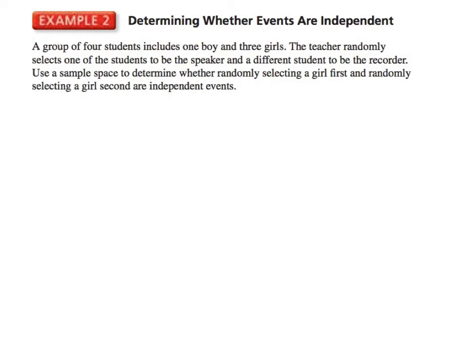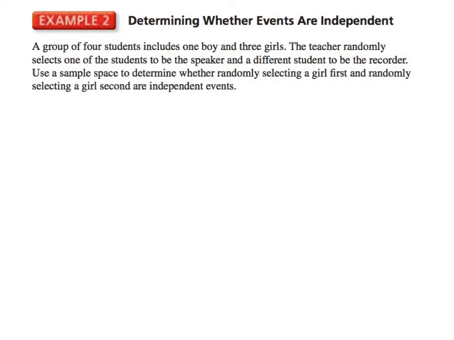So question 2, we have to determine whether selecting a girl first and randomly selecting a second girl are independent. Again, you're going to look at this, a group of 4 students includes 1 boy and 3 girls, and the teacher randomly selects one of the students to be the speaker and a different student to be the recorder. You're probably thinking, well, if one student is chosen, it's going to depend on the first person who the second person is. So you know they're going to be dependent. And here's how you check it.